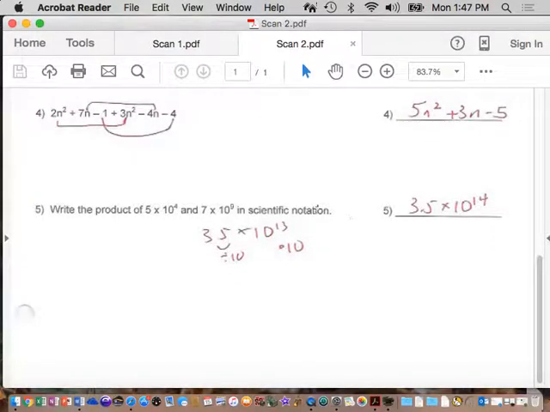And then we did a very good job on this last one. I get 35 times 10 to the 13 because I had exponents. But by and large, we did a really good job recognizing that 35 is not in proper form. So I divide by 10, multiply by 10 to balance it out. And I get 3.5 times 10 to the 14. Any questions?